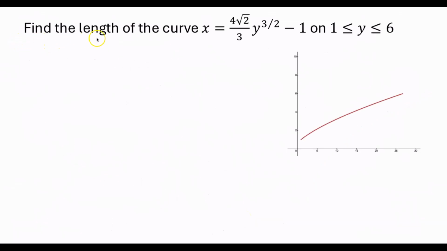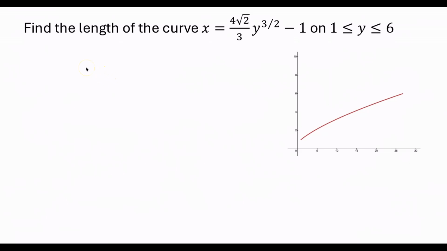In this example, I want to find the length of the curve x equals 4 rad 2 over 3 y to the 3 over 2 minus 1 on the y interval from 1 to 6. So here we have a function of y and y values that are provided as the interval. So here we do have a differentiable function that is going to be continuous. I could see the curve is a nice smooth curve.